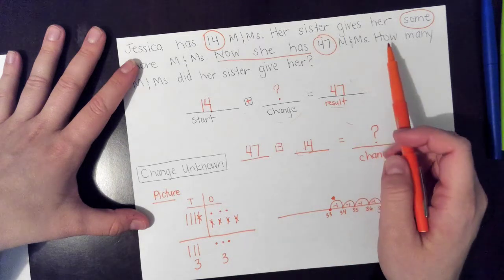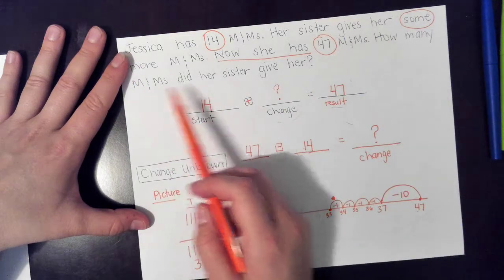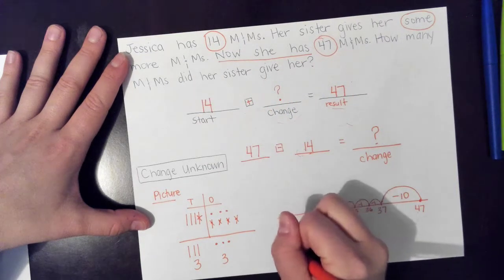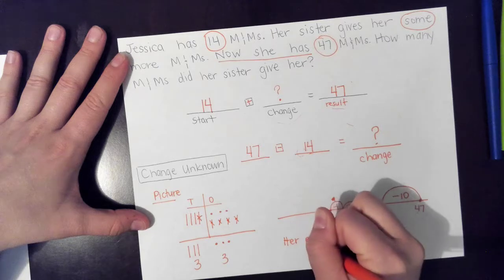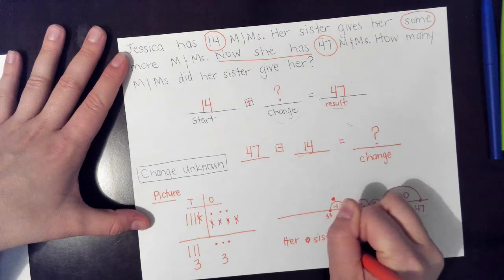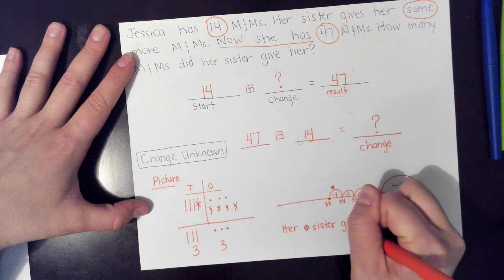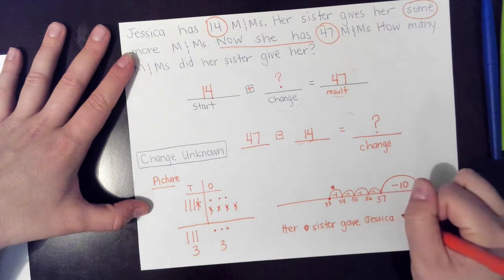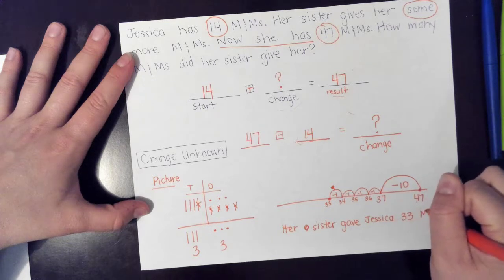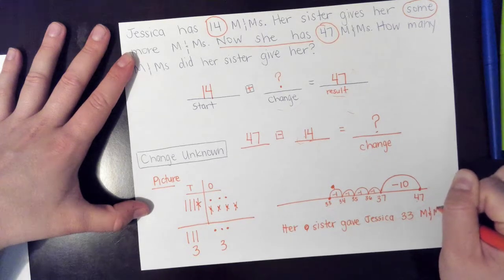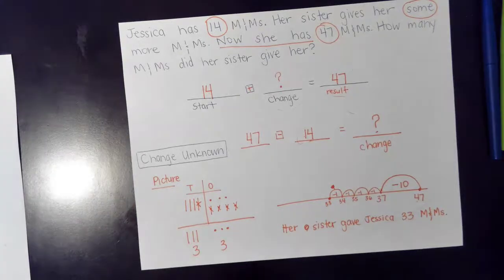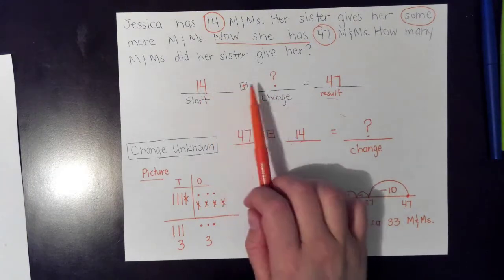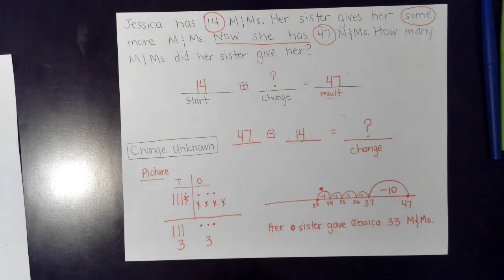So when I go back up here to answer this question of how many M&Ms did her sister give her, I could say her sister gave Jessica 33 M&Ms. So that is how I would solve a change unknown, not knowing what was added to get that 47.